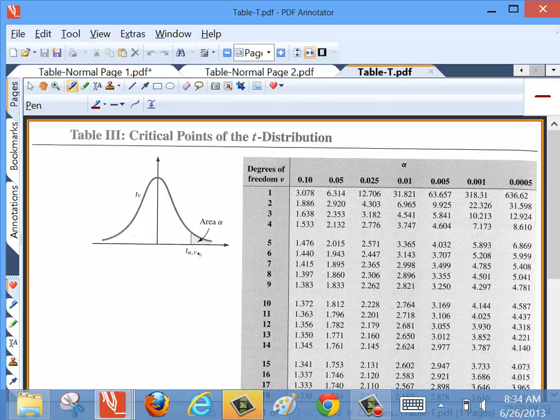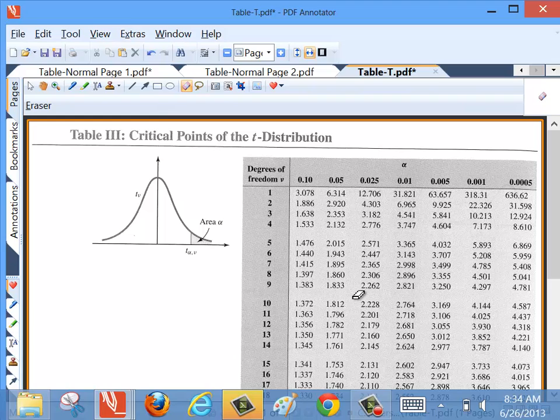But in our situation, we have 9 degrees of freedom, and we want 0.05 area in the right tail. So it looks like we're at 0.1833. Oh. Okay, how do you read this again? So, let me back up.